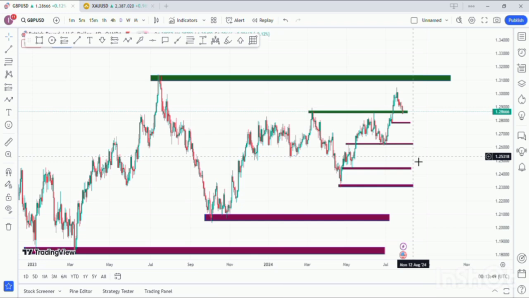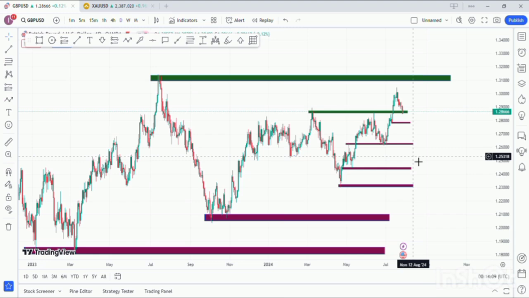Welcome back to another episode of our weekly forecast, where we usually analyze GBPUSD and XAUSD gold on a daily time frame down to the 1 hour time frame, so as to get clear insights on what we should be expecting for the coming week, guys.